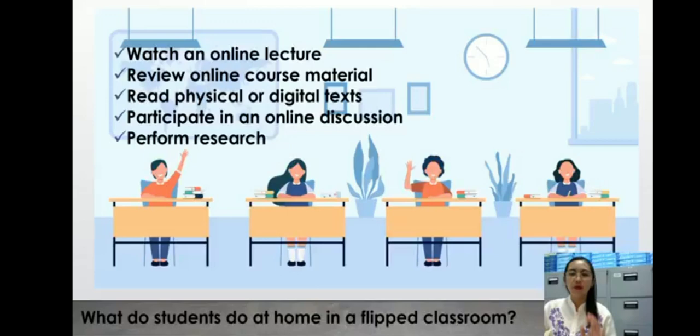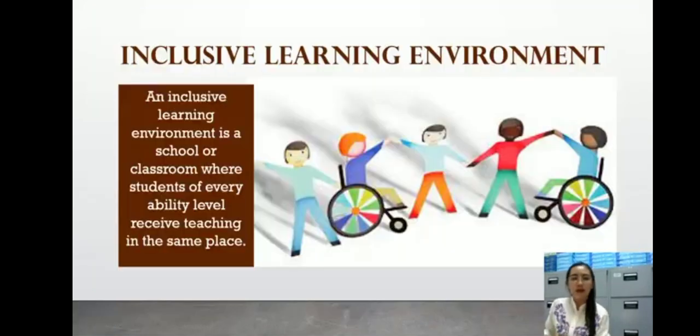Okay, what do students do at home in a flipped classroom? They can watch online lectures, review online course material, they can read physical or digital texts, they can participate in an online discussion, and they can do their research. Okay? Another non-traditional method is the inclusive learning environment. Okay?